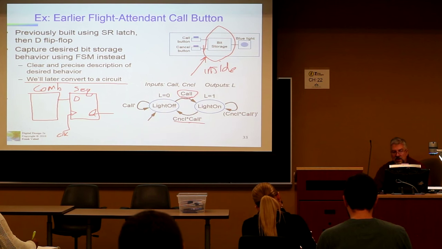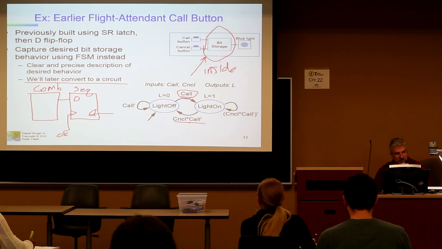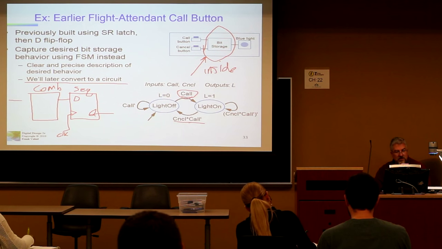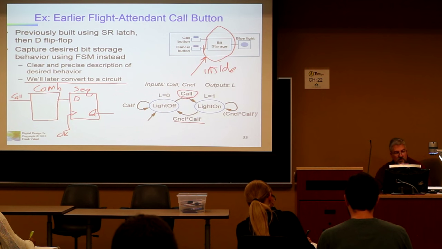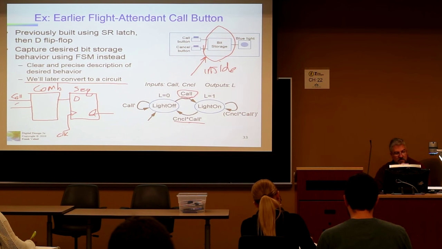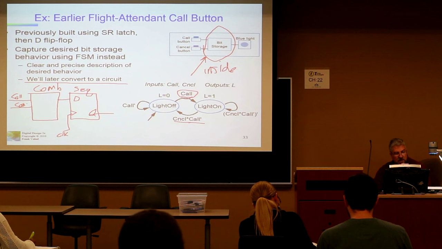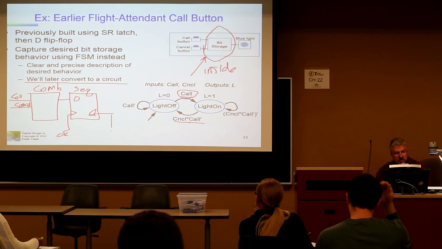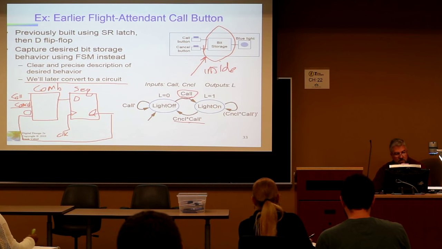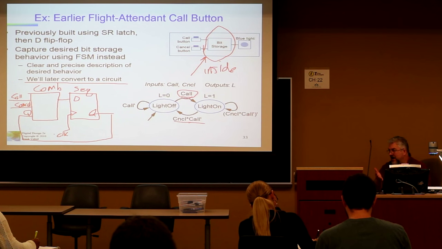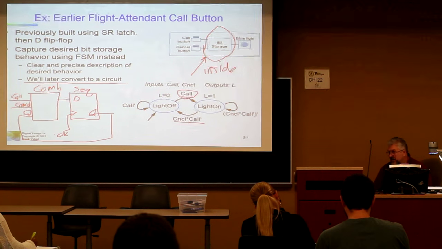What are our inputs to the combinational part? Well, it's going to be call. It's going to be cancel. And it's going to be Q. Because we keep the light on if it's been previously pressed, even if call or cancel are not pressed, right?